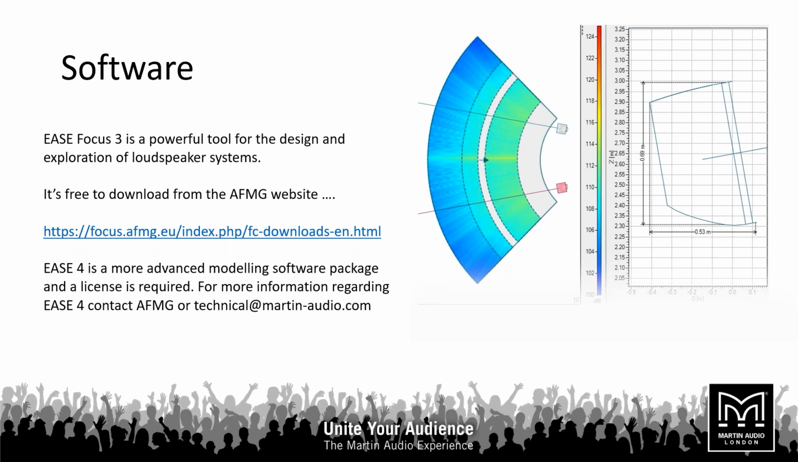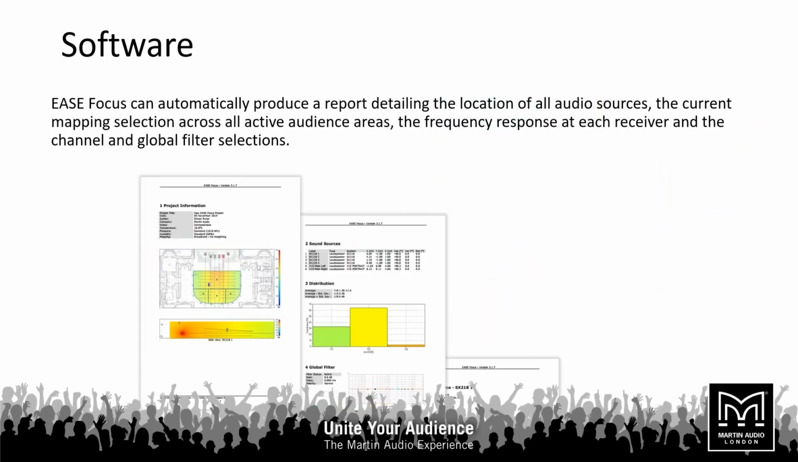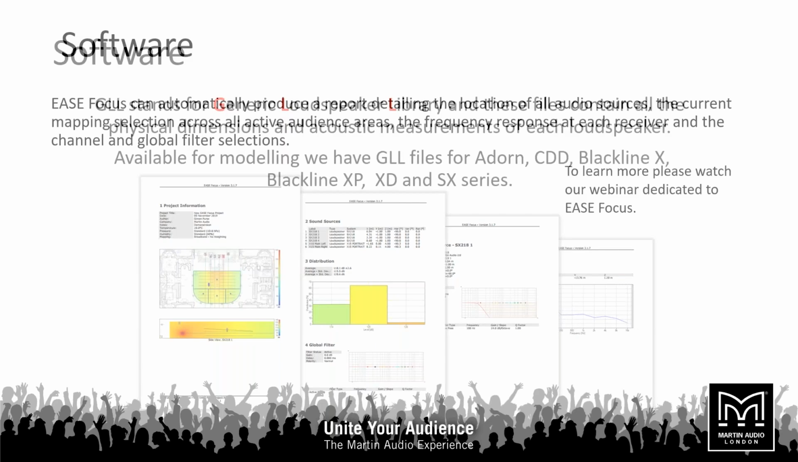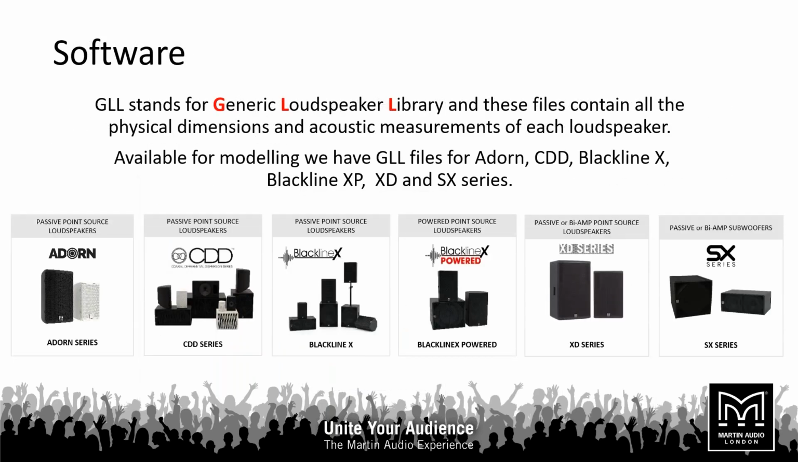But EASE Focus, brilliant piece of software for free. Also spits out a system design report, which is great for presenting information to clients. You can overlay maps onto DWGs in there. You can get frequency responses, time response, impulse response. There's a whole host of information you can use to upsell your system designs and compare our products with competitors. As I said, we've got the DAWN series in there. We've got CDD, Blackline X, Blackline X powered, XD series, and all of our subwoofers as well. So from a point source point of view, EASE Focus is a brilliant piece of software for system design.